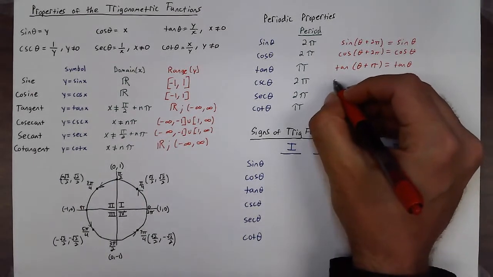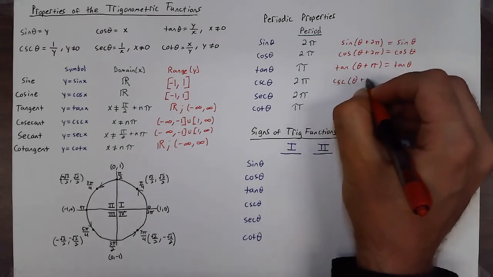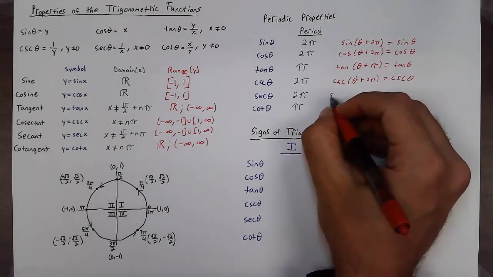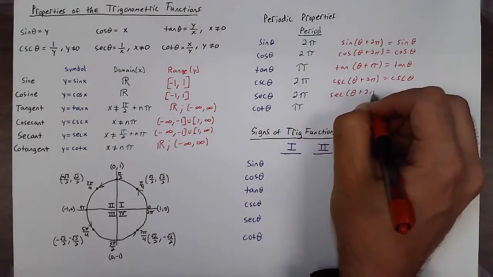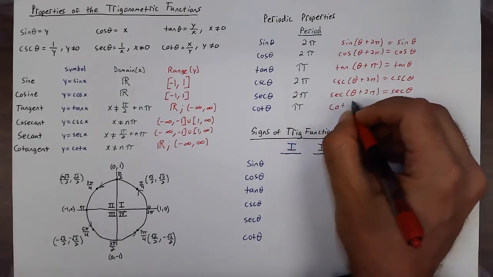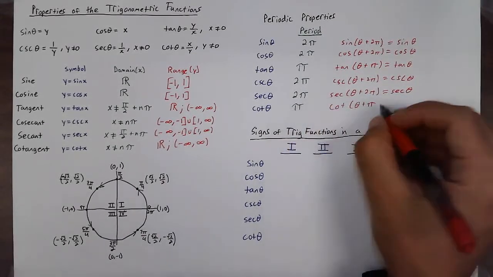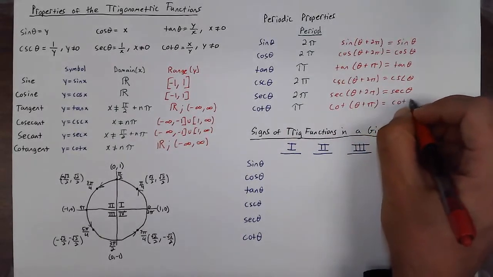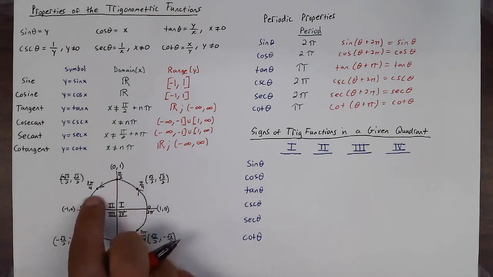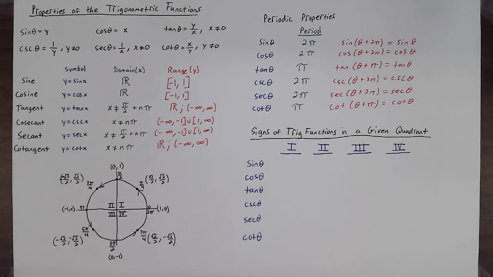Cosecant of theta plus 2 pi will equal cosecant of theta. Secant of theta plus 2 pi will also equal secant of theta. And cotangent of theta plus pi, since that's its period, will just be cotangent of theta. Again, period being the amount of time it takes until you repeat yourself. So in this case, it takes a full rotation for 4 of the functions, while only a half rotation for cotangent and tangent.